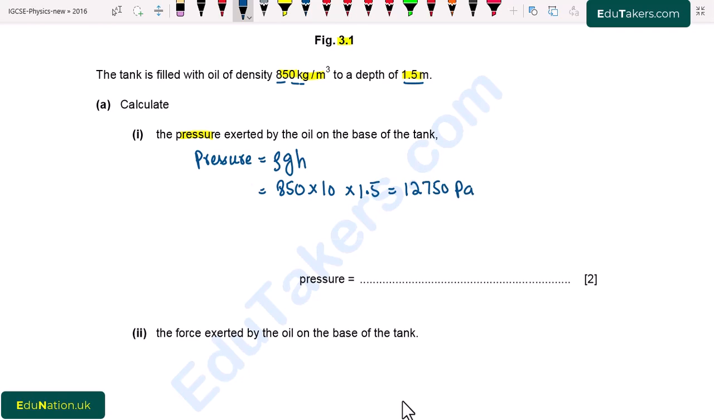We can see here that the significant figures are 2. So I also write here 13,000. 12,750 is also equal to 13,000 Pascal and I write it as 13 kilopascal, because kilo is actually equal to 1000. So pressure is equal to 13 kilopascal.